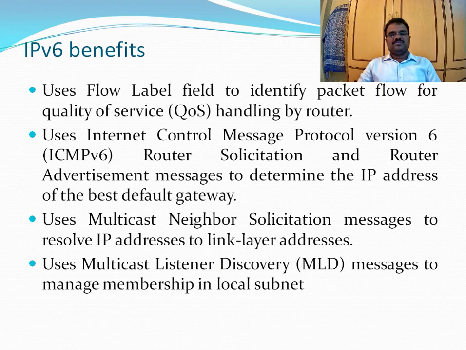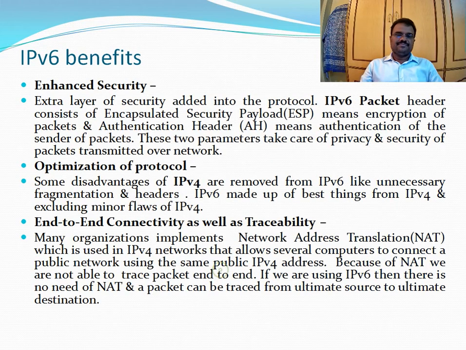And IPv6 uses the flow label field to identify packet flow for quality of service handling by the router. It uses Internet Control Message Protocol version 6, ICMPv6, router solicitation and router advertisement messages to determine the IP address of the best default gateway. IPv6 uses multicast neighbor solicitation messages to resolve IP addresses to link layer addresses. And IPv6 uses multicast listener discovery messages to manage membership in the local subnet.